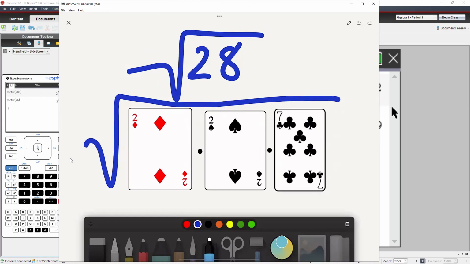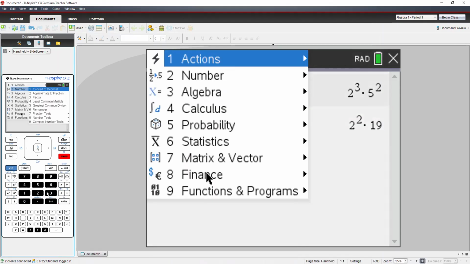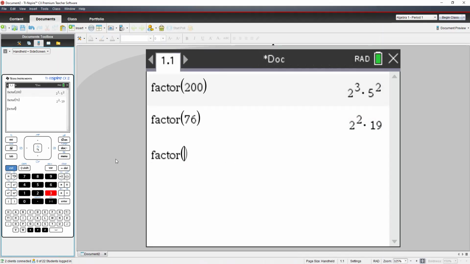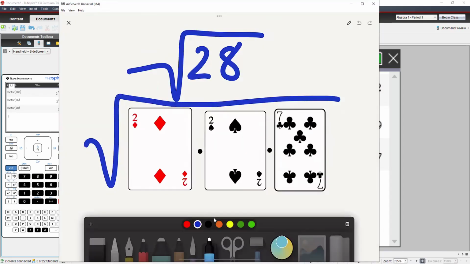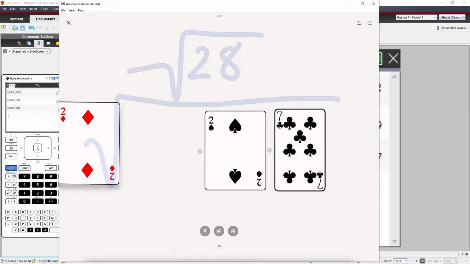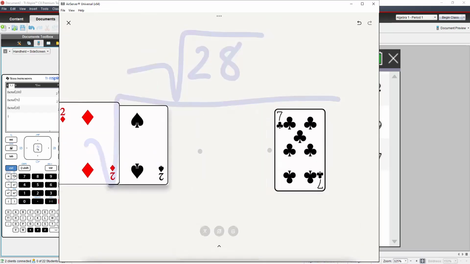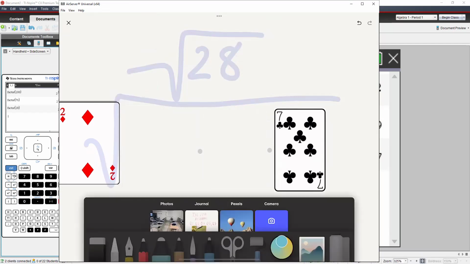Same thing. I'm going to do Menu 23 and put 28 in there, then press enter, and it says 2 squared times 7. So that means I'm going to have two cards and a 7. Then all I'm doing is looking for pairs. I'm going to take this 2, bring it outside the radical, then take this pair, bring it outside the radical. And that's it.